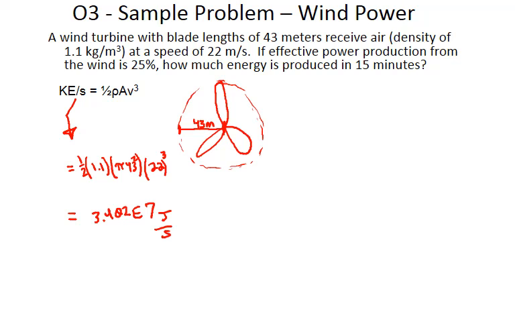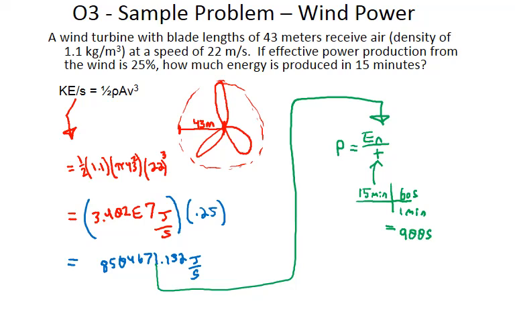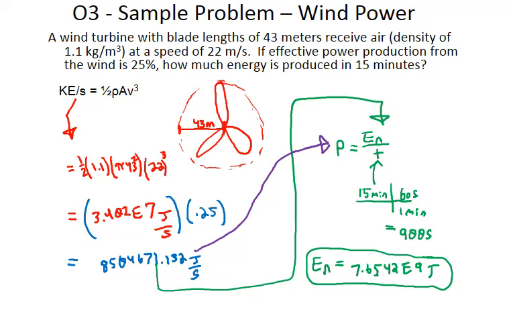Okay, so we should end up getting 3.402 times 10 to the 7th joules per second, and it's only 25% efficient, so this is the effective power. We know power is energy over time, so for 15 minutes, that's 900 seconds. And we know the effective power, so the effective energy would be 7.65 times 10 to the 9th joules.